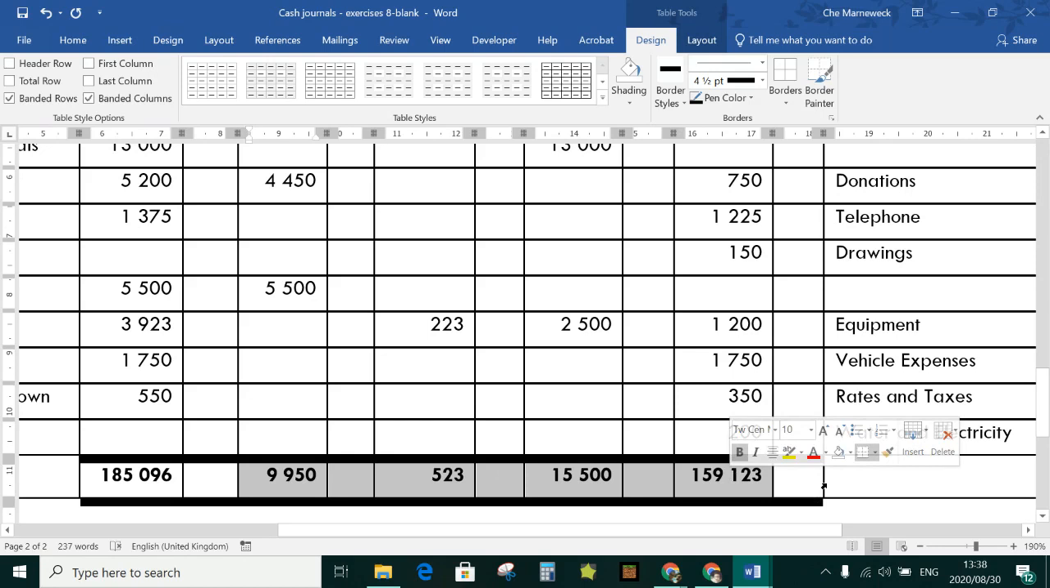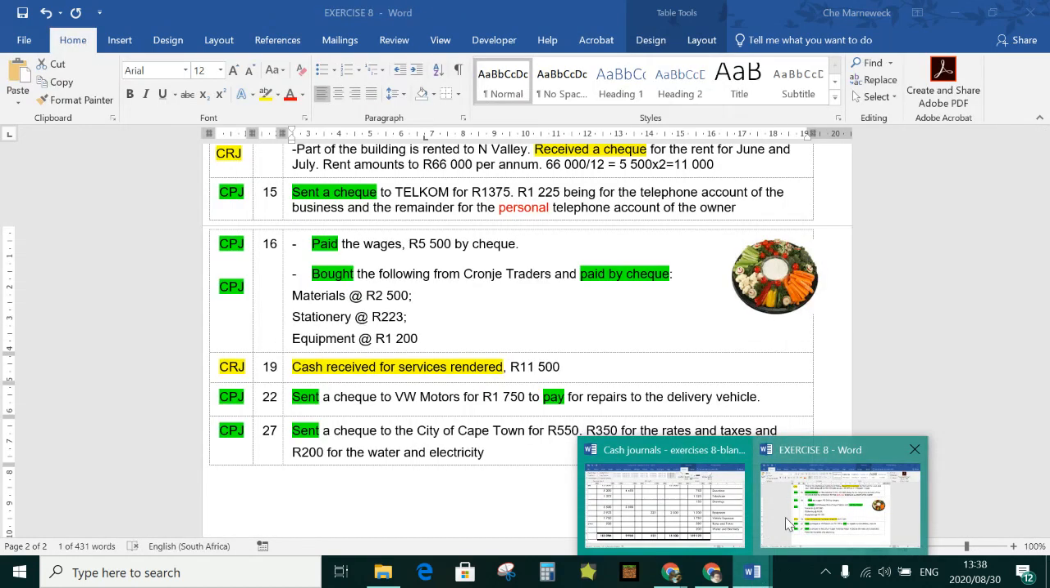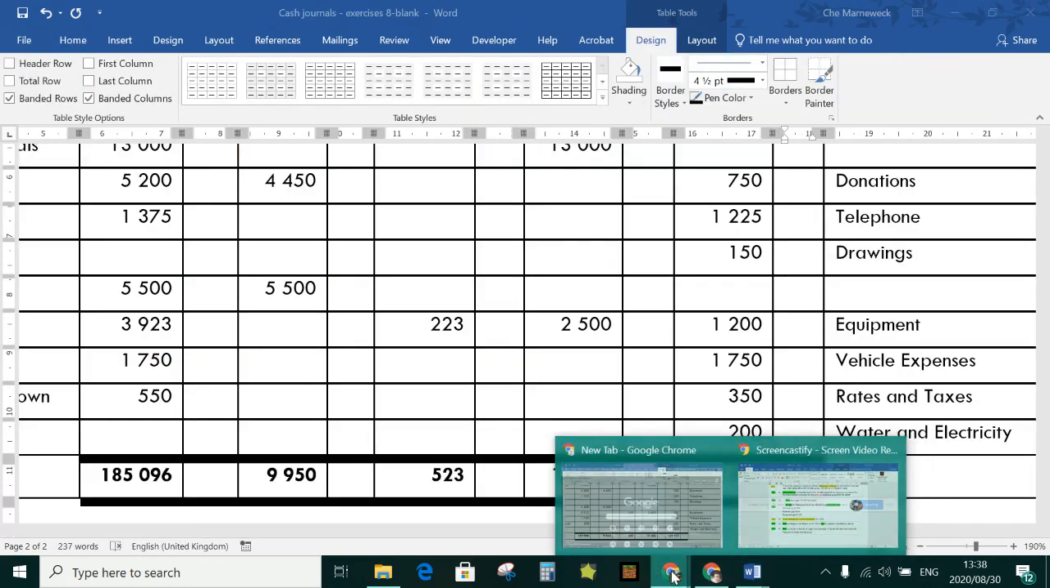together. So we're going to say 9,950 plus 523 plus 15,500 plus 159,123, and we get 185,096. Looks good. Okay, and that's the last part of exercise 8 done.